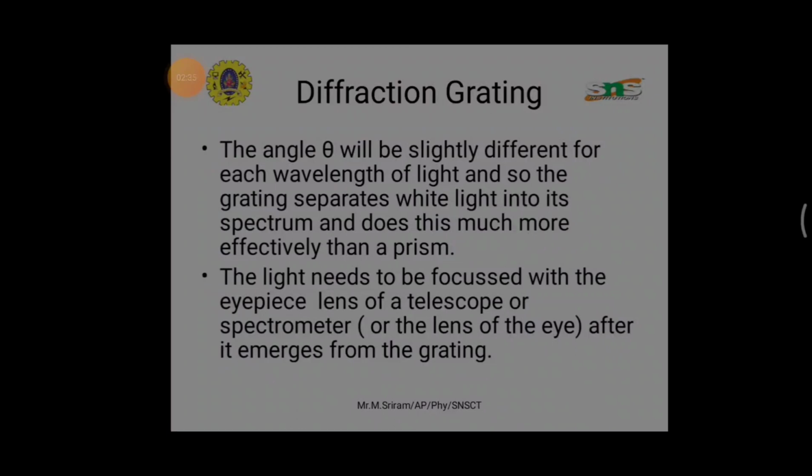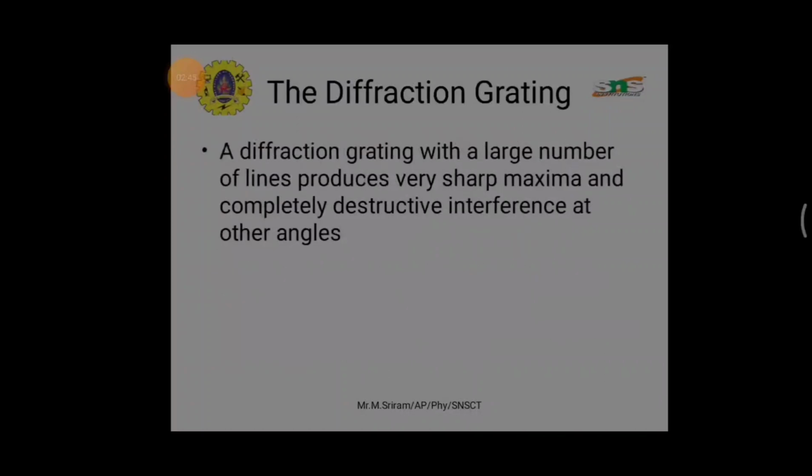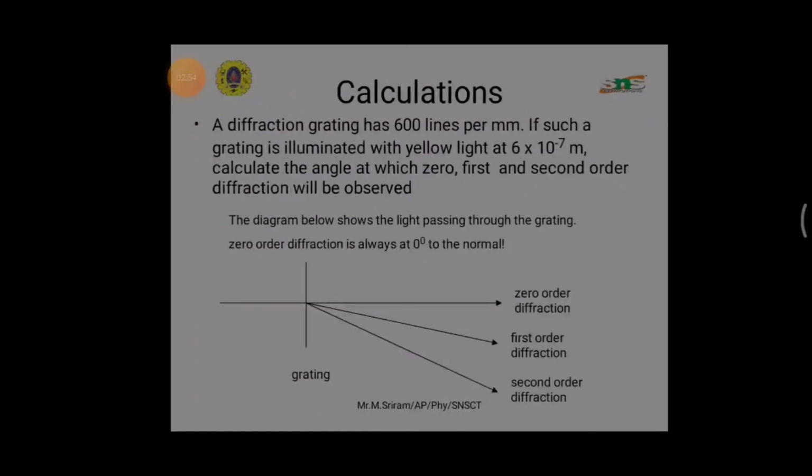The light needs to be focused with the eyepiece lens of a telescope or a spectrometer after it emerges from the grating. A diffraction grating with a large number of lines produces very sharp maxima and completely destructive interference at other angles.